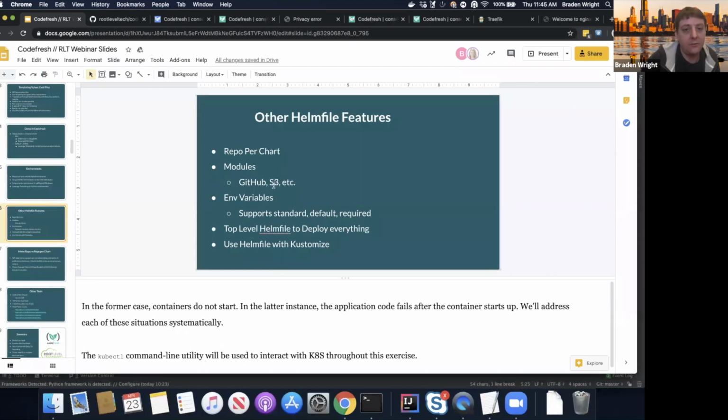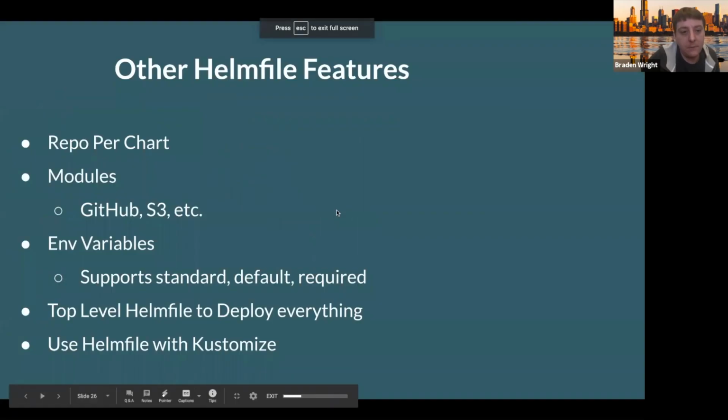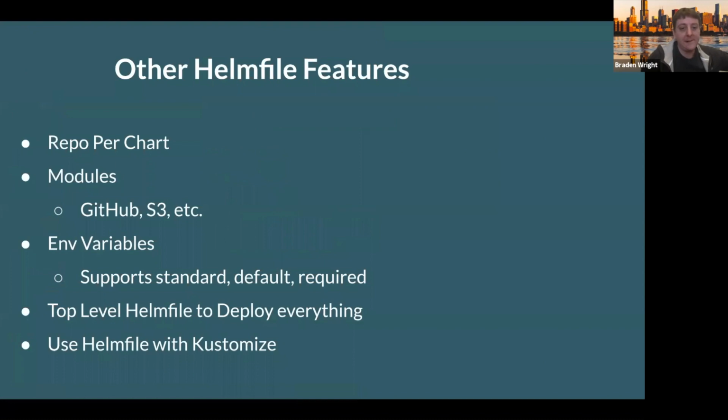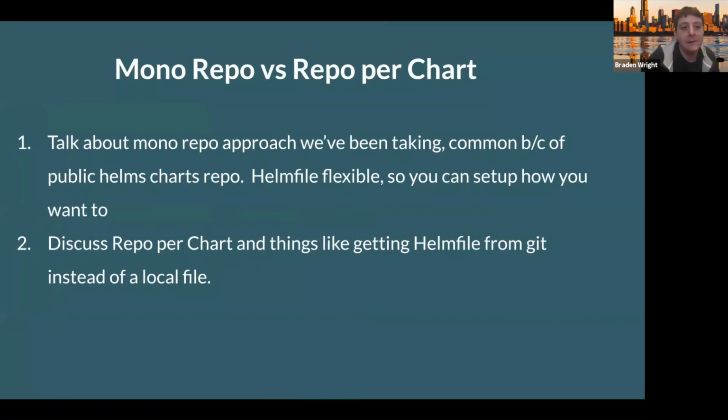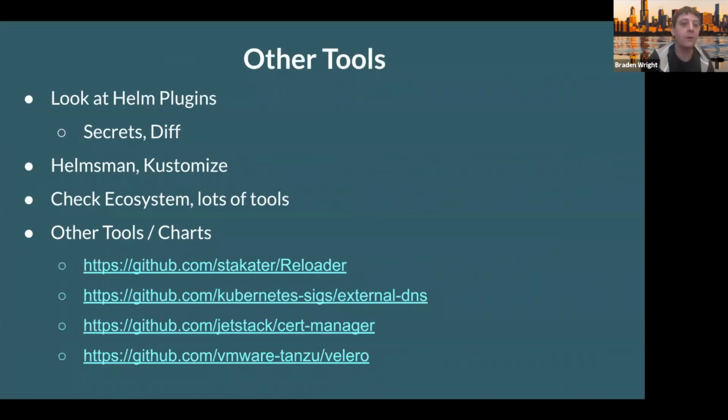They've got other features too. We mentioned you can do a repo per chart, and they've also got different modules to go from. Some people use a top level Helm file to deploy everything and then have the individual Helm files not have dependencies. So there's a lot of different ways you can skin a cat. We decided to go with a mono repo. You can go with the per chart and grab things from different places like GCS and GitHub for your Helm file.